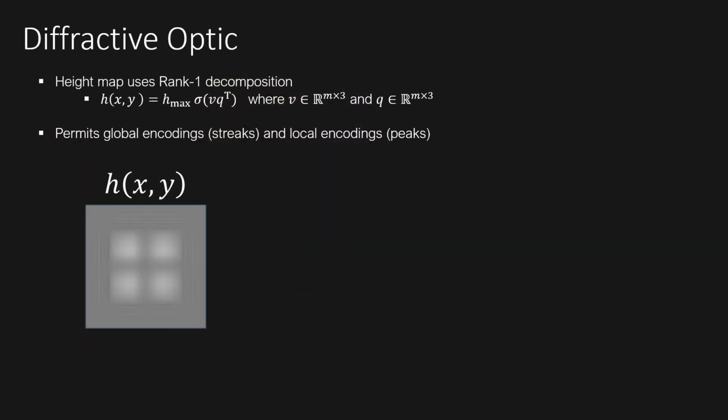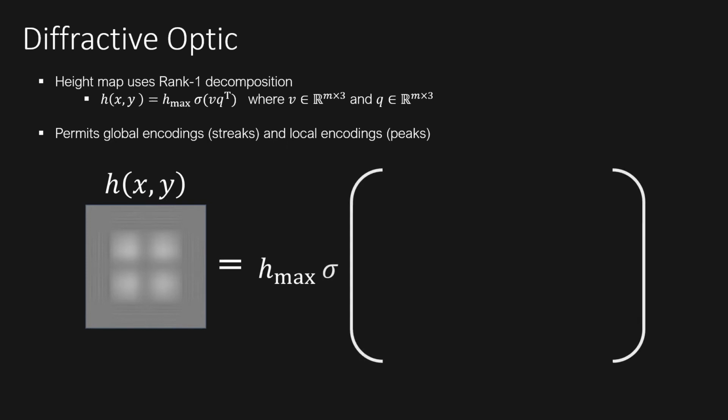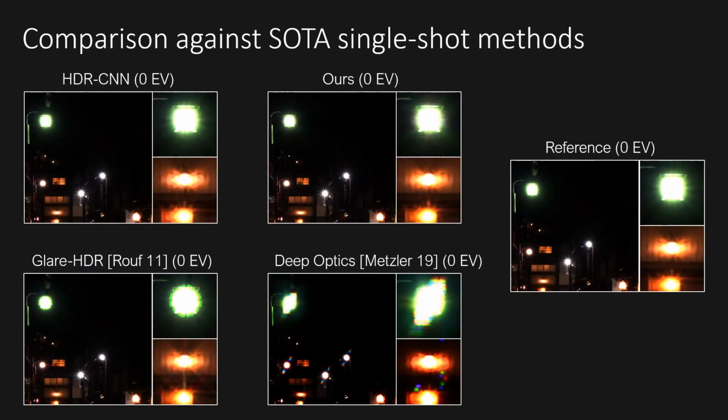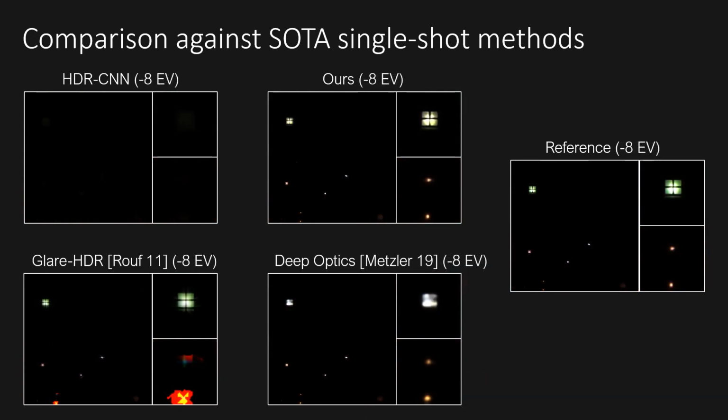Our DOE's height map is parameterized using a Rank-1 decomposition. This allows for easier training and permits both global and local optical encoding patterns. Our technique outperforms existing single-shot approaches relying on manually encoded streaks or learned encodings. See several artifacts around the light fixtures highlighted here. Furthermore, HDR CNN fails to estimate high-intensity scene content, and glare HDR and deep optics both have reconstruction failures. Our method correctly recovers saturated scene content while avoiding leftover artifacts.